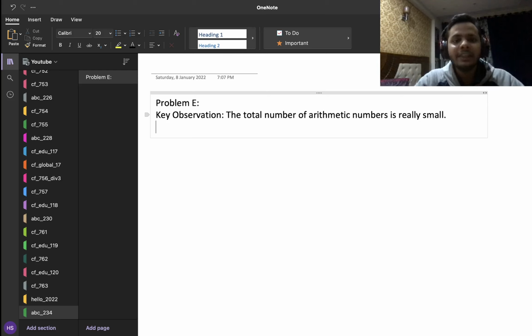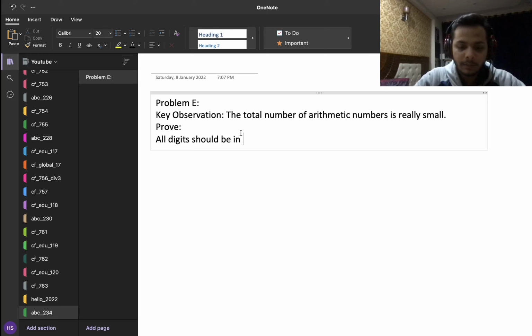So basically, we need to have some kind of an upper bound on the total number of arithmetic numbers which can exist. So let's try to prove it. Let's try to prove that the total number of arithmetic numbers is so small that we can actually generate all of them. So the condition that we want is that all digits should be in AP.